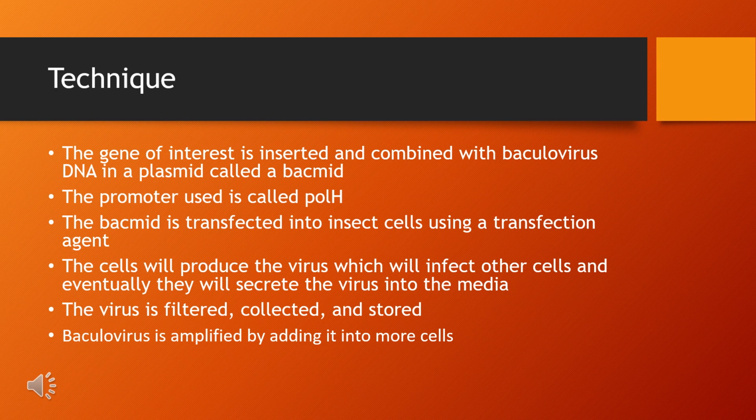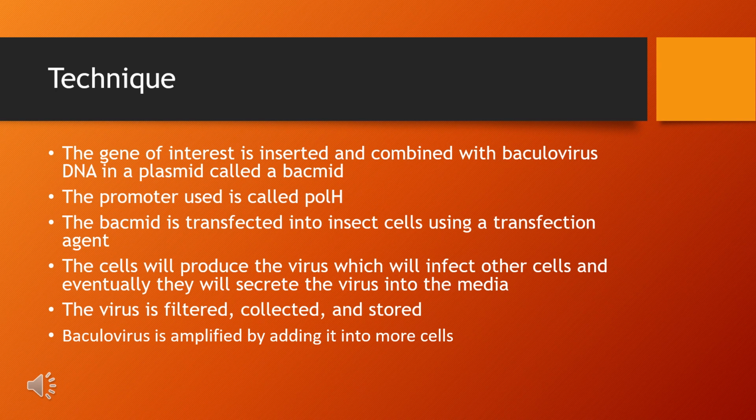So, first step is the gene of interest is inserted and combined with baculovirus DNA in a plasmid called a BACMID. This plasmid has a promoter called POL-H, and the BACMID is transfected into insect cells using a transfection agent, and the cells will produce the virus, which will infect other cells, and eventually they'll secrete the virus into the media that they're plated on.